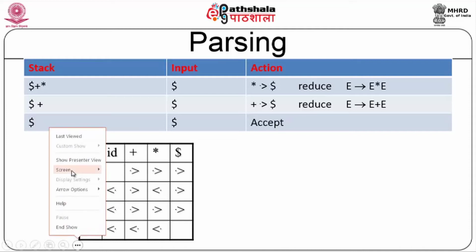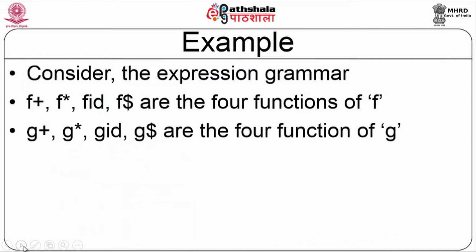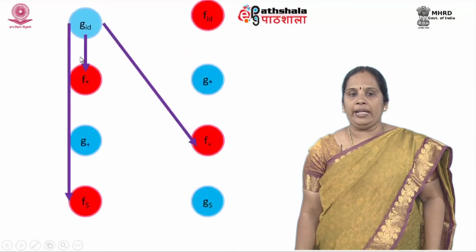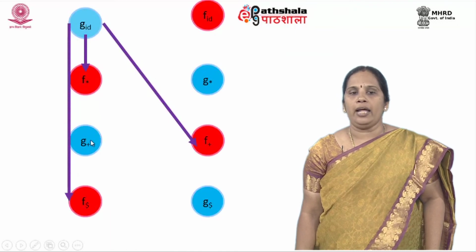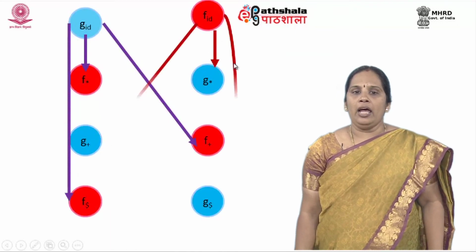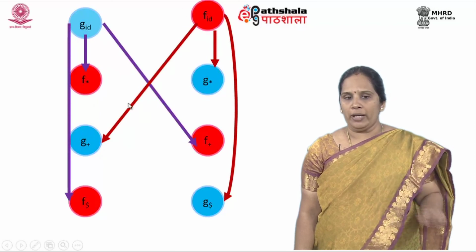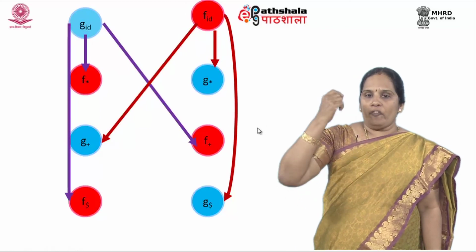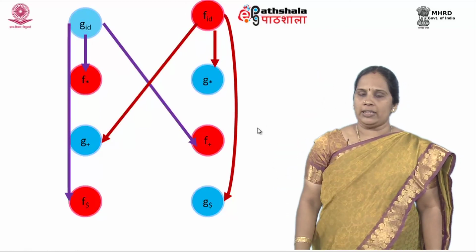So if you basically look at this particular example, constructing of the precedence function, directly let us just go to the construction. So these 4 functions. ID has got greater than relationship than plus, star and dollar. So from ID I have an edge to plus, star and dollar. Similarly, F ID is there. I have an edge from F ID to plus, star and dollar. So whichever operator has got higher precedence, from there you originate an edge and go to the other symbols.